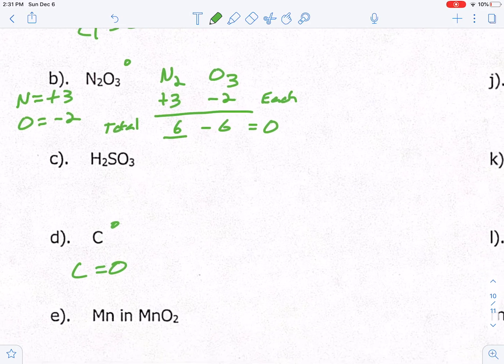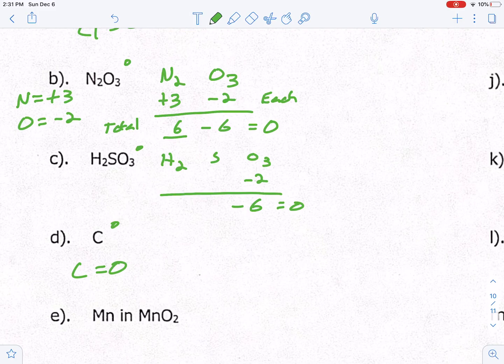Okay, so let's do another one. There's no charge, so that's a 0. I'm going to give myself some room. So H2SO3, draw my line, and I'm going to set it equal to 0. O has a charge of -2 always, so we're going to start with oxygen. I've got 3 of them, so that's -6. I'm going to save the sulfur for last. Whatever's attached to that oxygen, I'm going to save for last.